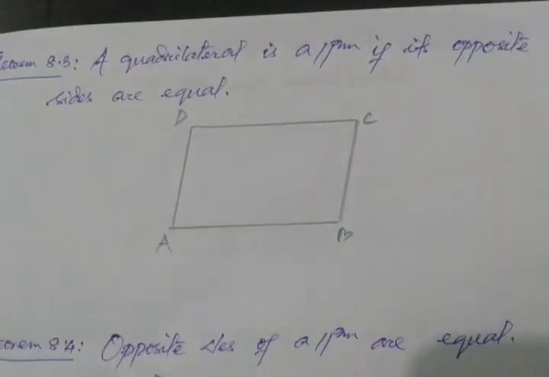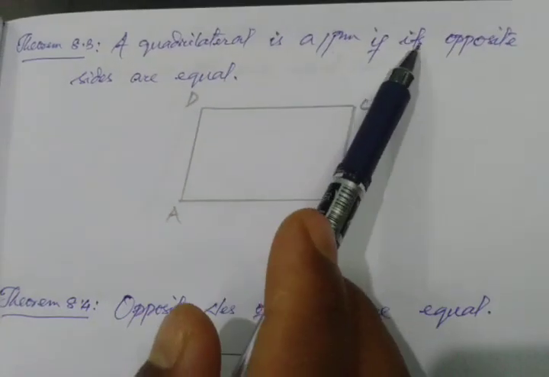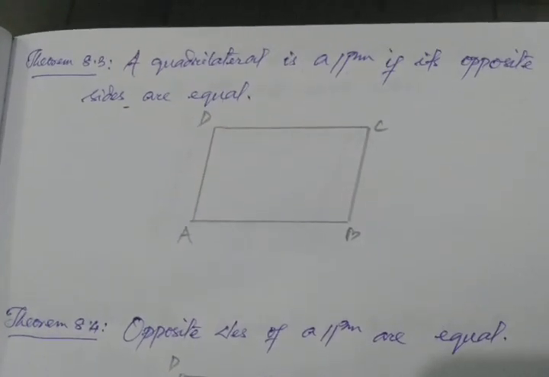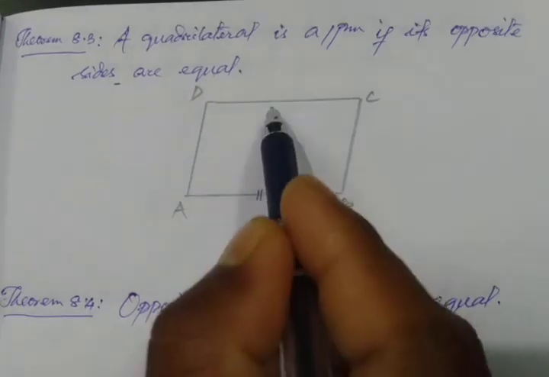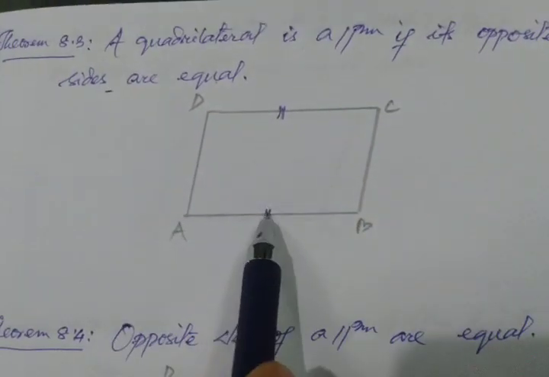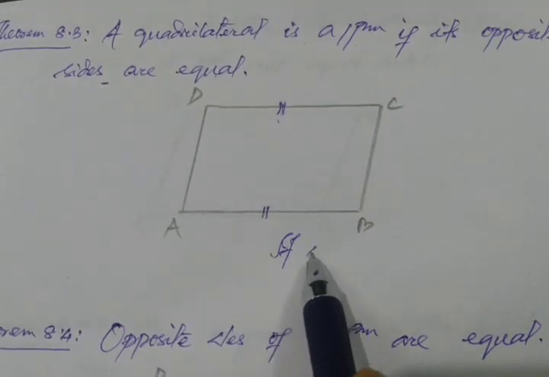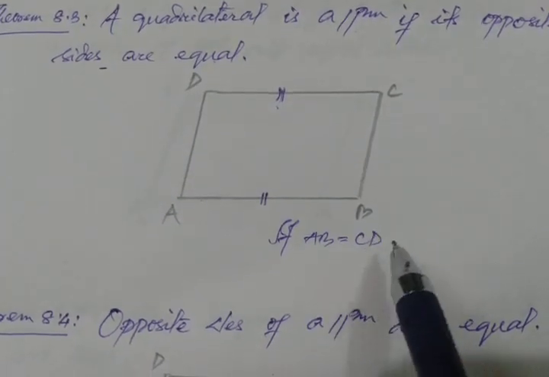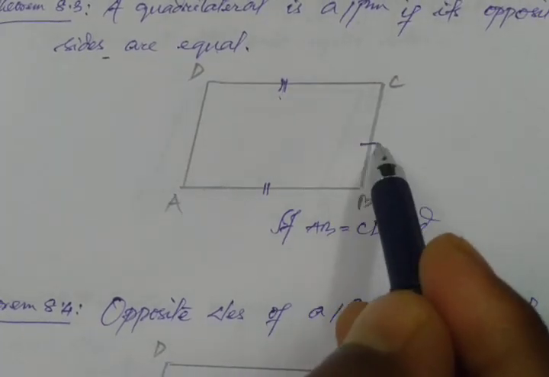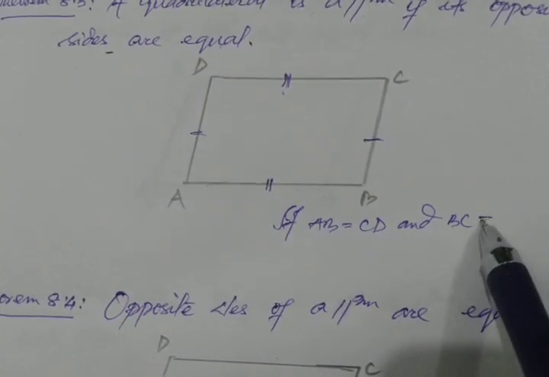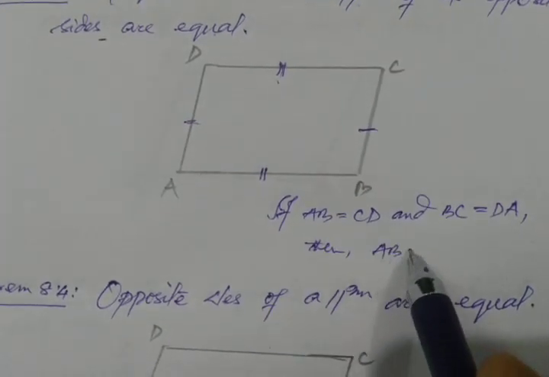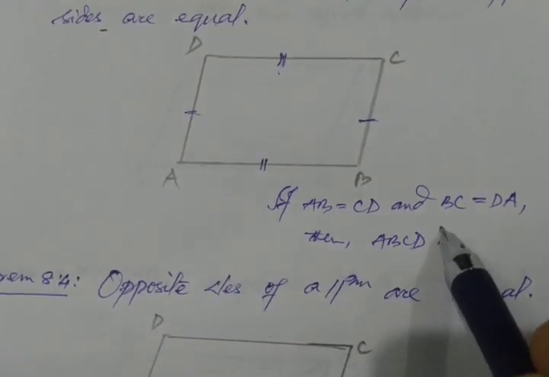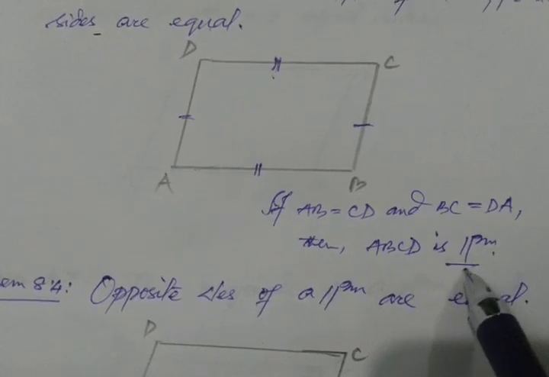Moving on, let's go to theorem 8.3. A quadrilateral is a parallelogram if its opposite sides are equal. So theorem 8.3 says, in any quadrilateral, if the opposite sides are equal, that means if AB equals CD and BC equals DA, then we can say that ABCD is not a simple quadrilateral, but it is a parallelogram. That is what theorem 8.3 says.